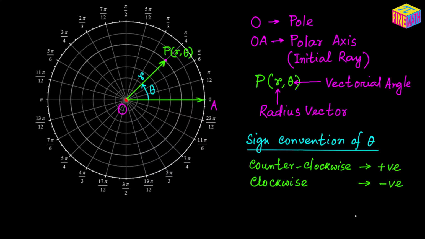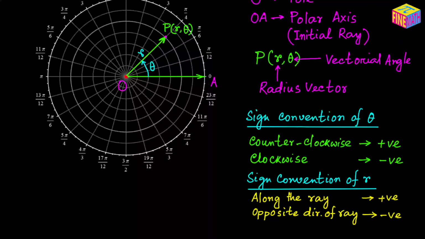Now there is also a sign convention of r, and that is very important. We need to clearly understand it. So let's talk about the sign convention of r. The sign convention of r is like this. When r is measured along the ray from the pole, then r will be considered positive. Now if the distance of the point is measured in the opposite direction of the ray from the pole, then r will be considered negative.